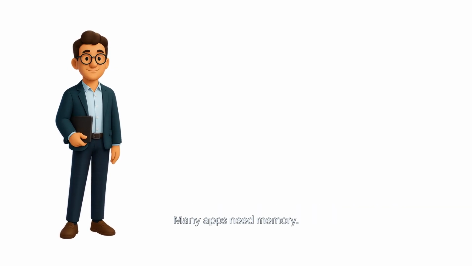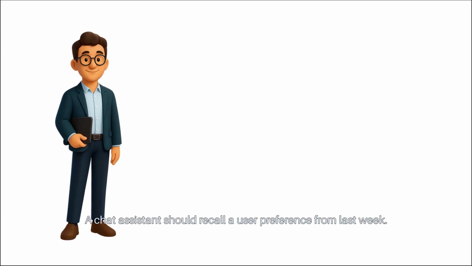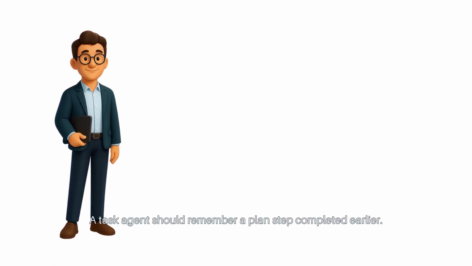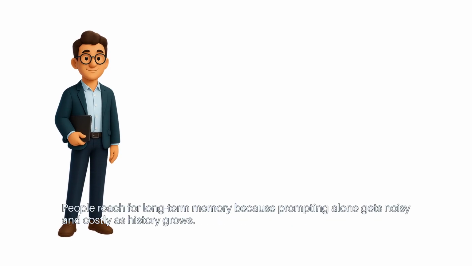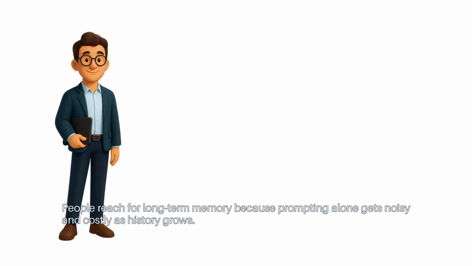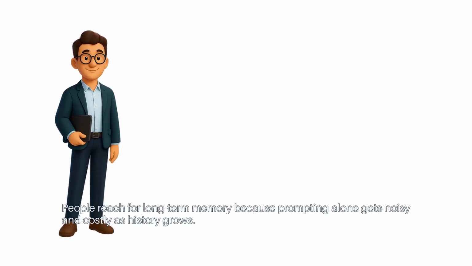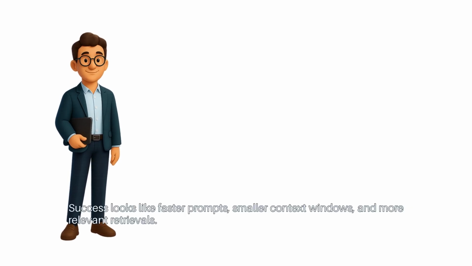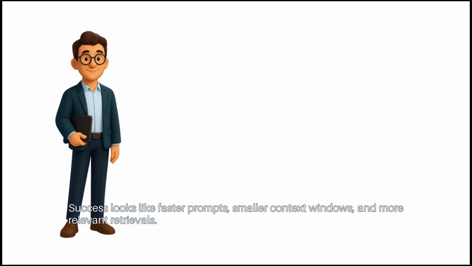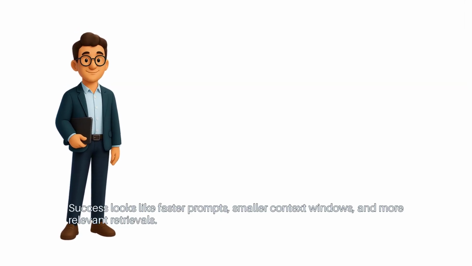Many apps need memory. A chat assistant should recall a user preference from last week. A task agent should remember a planned step completed earlier. People reach for long-term memory because prompting alone gets noisy and costly as history grows. Success looks like faster prompts, smaller context windows, and more relevant retrievals.